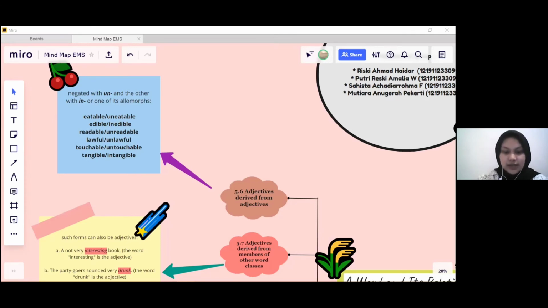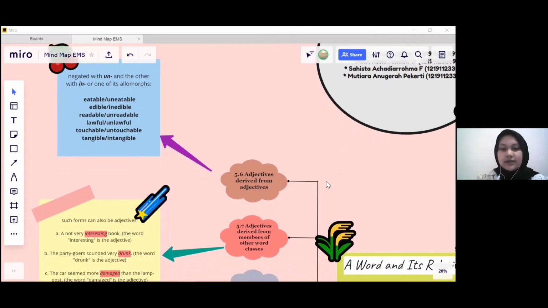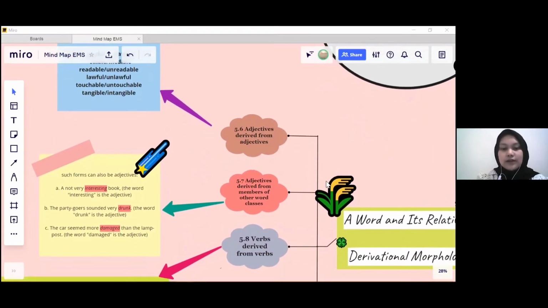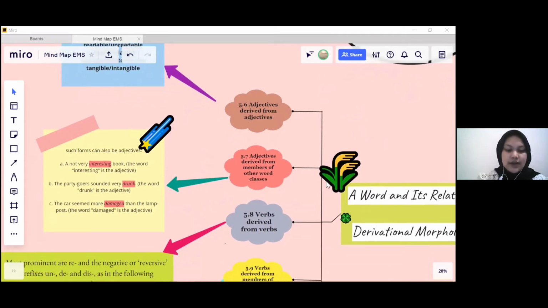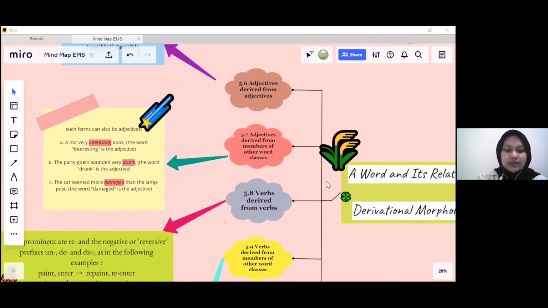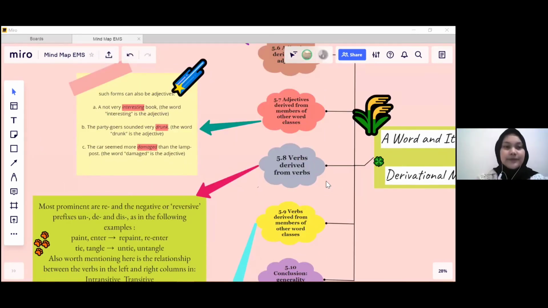And well, the next is adjectives derived from members of other word classes. Some of the processes that derive adjectives from verbs straddle the divide between derivation and inflection in a way that we have not yet encountered. The modifier very and the comparative construction more ... than show that interesting, drunk, and damaged are adjectives. As in the example here, such forms can also be adjectives.